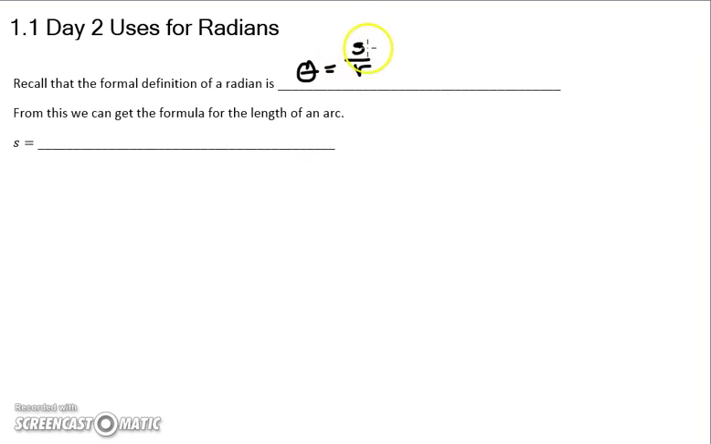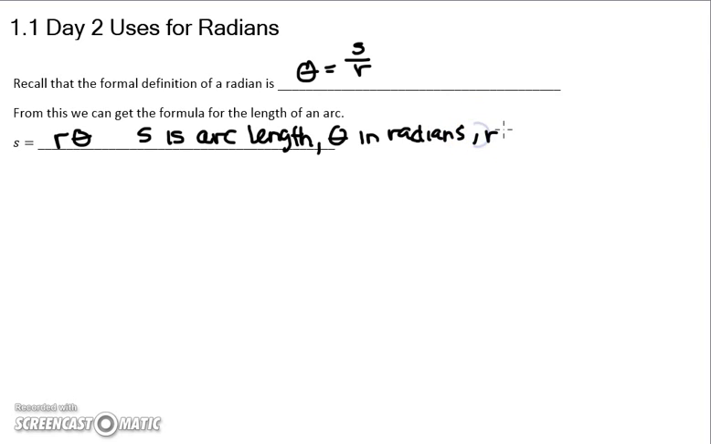So if S is the arc length, solving for S, we can say that S equals R theta. And remember that S is arc length. Theta is the angle in radians. So it has to be in radians if this is going to work. And R is the radius. So S is arc length, theta is the angle in radians, and R is the radius. So S equals R theta. That's how we're going to find the length of an arc for a circle.